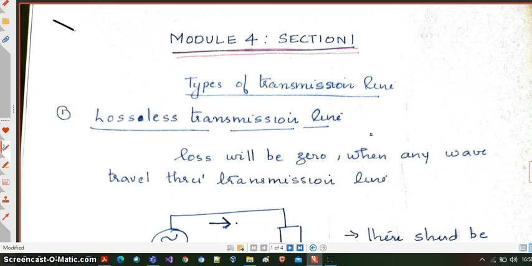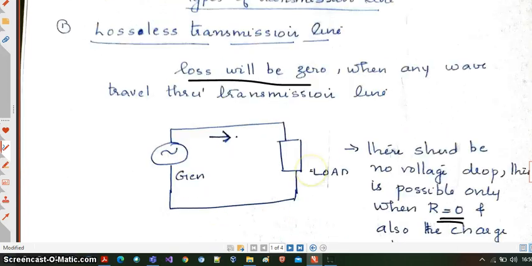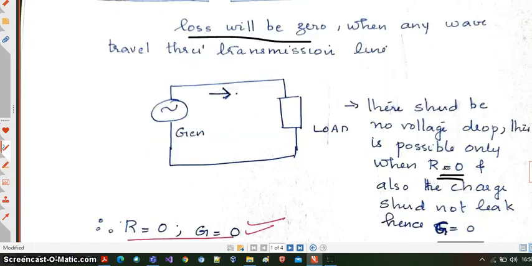Next we will see the different types of transmission line. First, the lossless transmission line. As the name suggests, lossless means the loss should be 0. So the condition for a lossless transmission line is R should be equal to 0 and G should be equal to 0. That means if there should be no loss, then there should be no voltage drop.